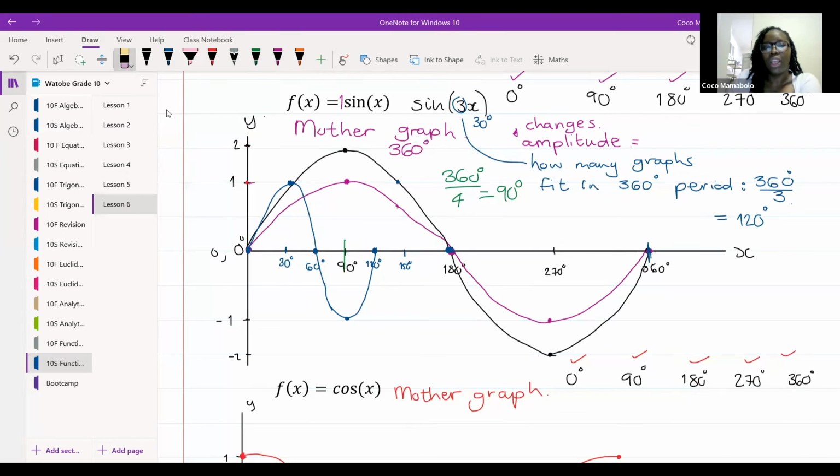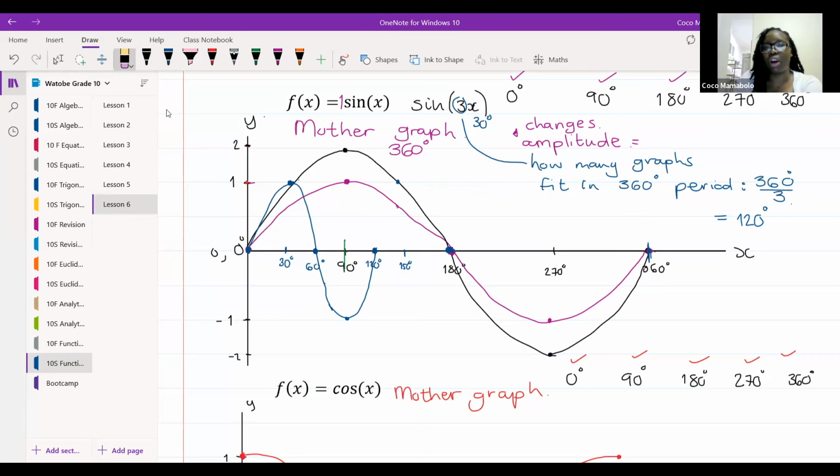Okay, so this number in front tells us the period, how long it takes us to go up and then down. It takes us 120. All right. Cool. Let us do one more thing, because we see now what has happened to our mother graph.